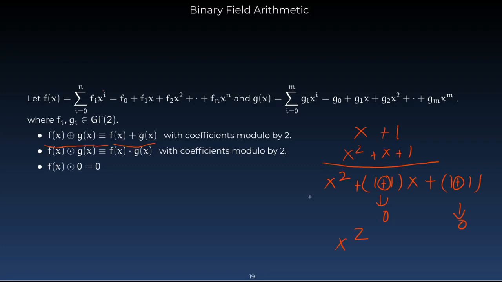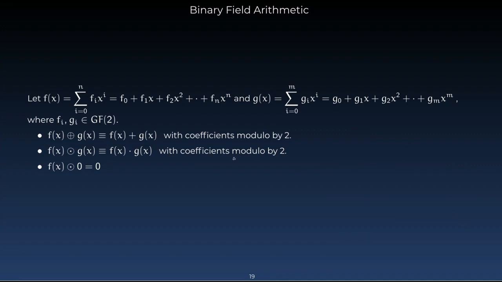Now the multiplication is done in a similar way, and we are going to do the coefficients modulo 2 there as well. Whenever a polynomial is multiplied with the 0 element, the result is always 0. So these are the things that one has to keep in mind when working with polynomials in binary field.